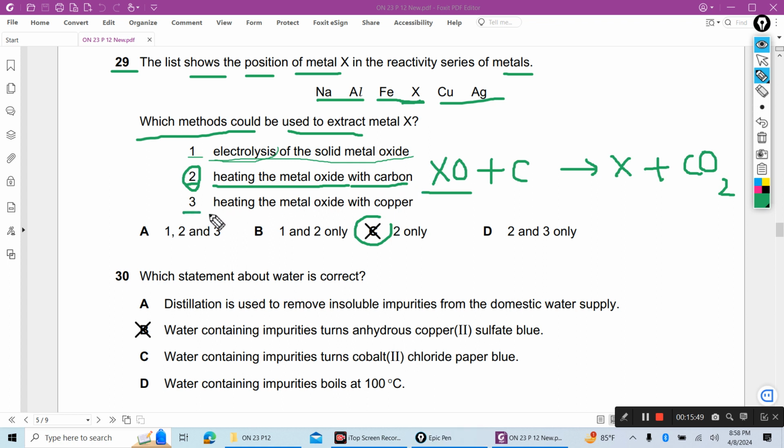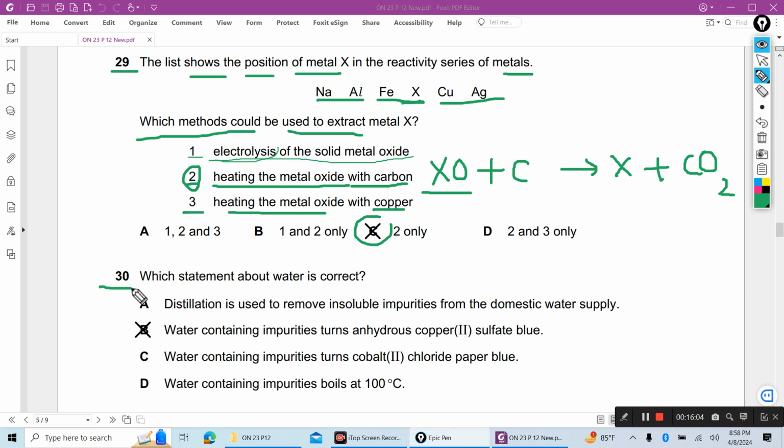And why is 3 wrong? Heating the metal oxide with copper. No, copper is less reactive, so copper cannot displace X. 3 is wrong, only 2 is the correct answer.